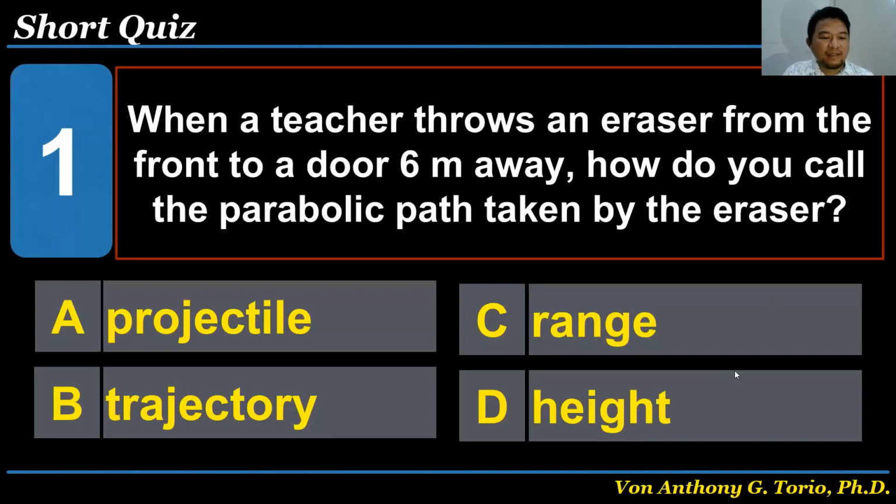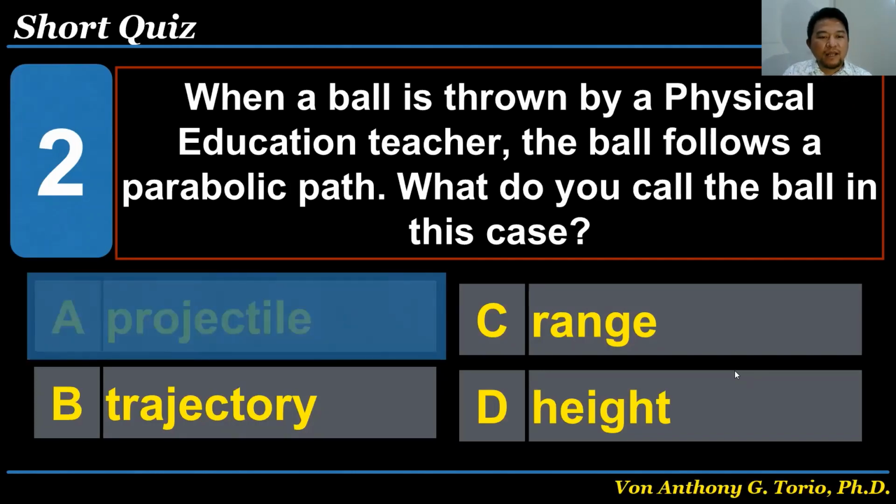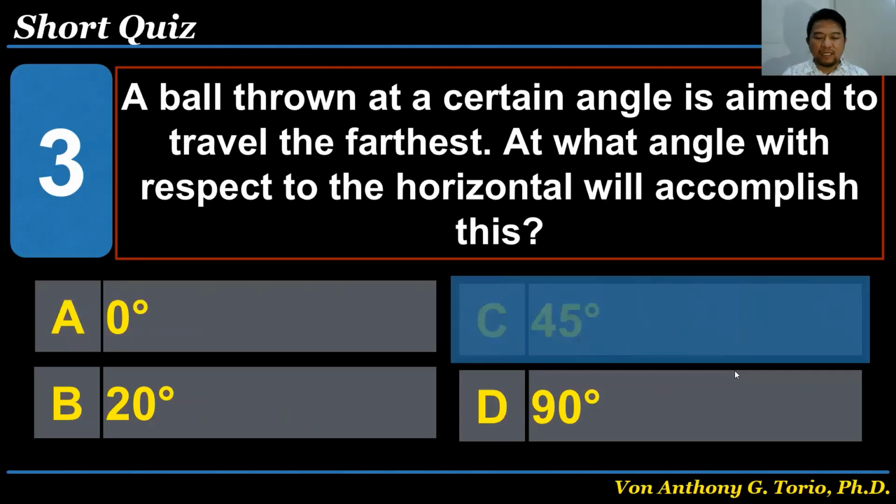The answer is trajectory. Number 2, when a ball is thrown by a physical education teacher, the ball follows a parabolic path. How do you call the ball in this case? The answer is projectile. Item 3, a ball thrown at a certain angle is aimed to travel the farthest, so that is maximum range. At what angle with respect to the horizontal will accomplish this? The answer is 45 degrees.